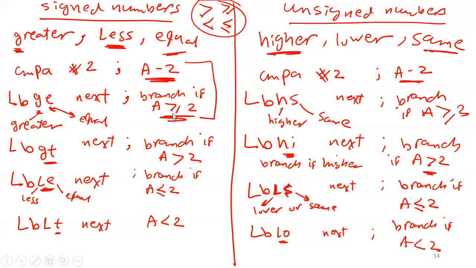So here, branch if greater, this one should be branch if higher. Things are exactly the same. This is for signed, and this is for unsigned. Branch if less or equal, branch if less or same. BLS, BLE, BLT, BLO, right? So this one is going to be less. This also is less. But this is for signed, and this is for unsigned. Any question, guys?